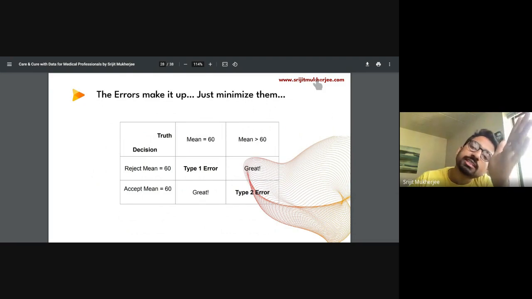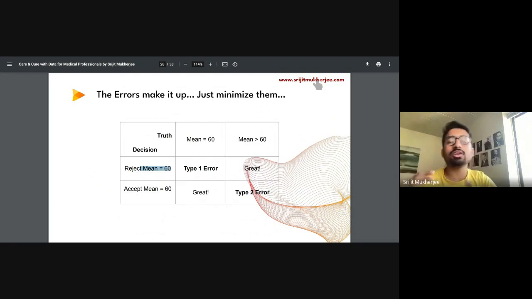So the truth is, let's say, mean is equal to 60 or mean is greater than 60, and based on the sweet spot we reject mean is equal to 60 or we accept mean is equal to 60, right? But it can happen that mean is equal to 60 and we reject mean is equal to 60, because it can happen by chance. We are very unlucky, probably. We have got a very unusual sample. And similarly, it can also happen that the mean is greater than 60, but we have got a sample mean between 60 and 61.4. In that case, it's also an error. Again, we're unlucky.